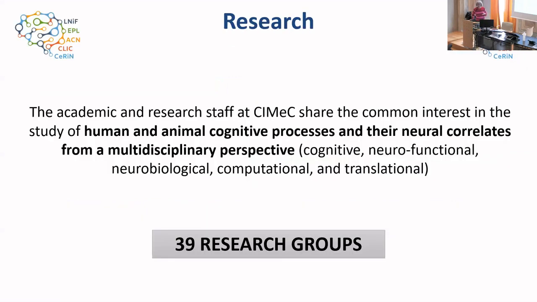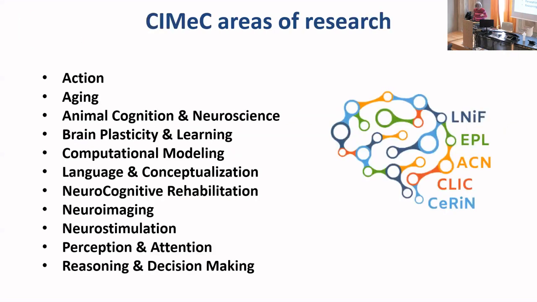Research, of course, is the main focus of CIBIO, and at the moment we have 39 research groups that cover, within the very large umbrella of neuroscience, from micro to macro, different topics from human to animal cognitive processes and neural correlates, with a multidisciplinary perspective, using different methods from cognitive, neurofunctional, neurobiological, and computational, just to give you a quick overview of the different topics.